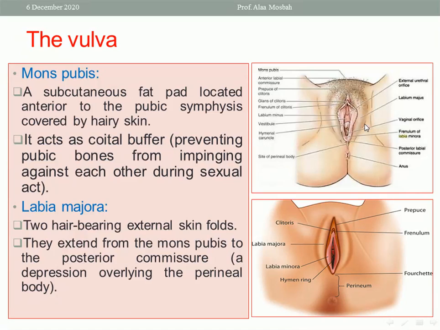What about the labia majora? This is the labia majora on each side. Two hair-bearing external skin folds extend from the mons pubis, as you see in the picture here, till reaching the posterior commissure, meeting each other here and forming the posterior commissure, which is a depression over the perineal body. Okay, so this is the labia majora. It is hairy, as you see.